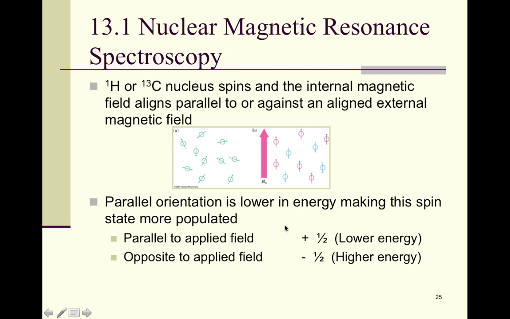Parallel orientation is lower in energy, making that spin state more populated. This illustration also shows us that the ones going with the magnetic field, it's showing more of those than in the opposite spin. When we have them parallel to the applied field, it's plus 1/2, that's the lower energy, and when it's opposed to the applied field, negative 1/2.